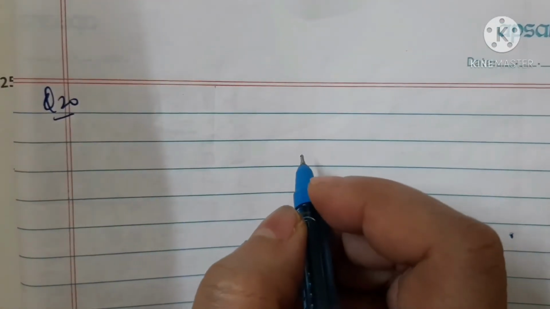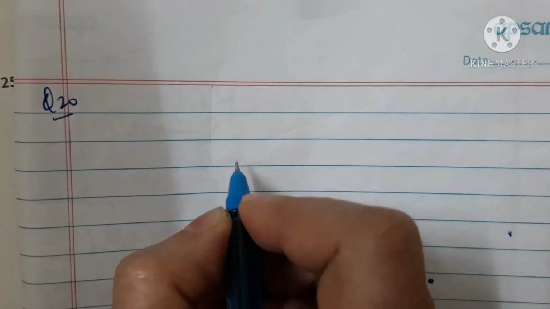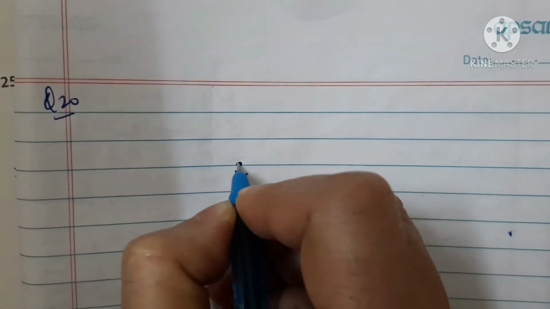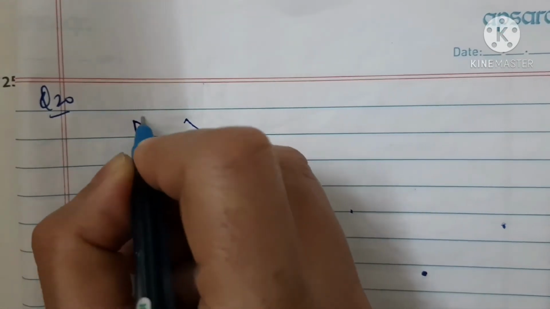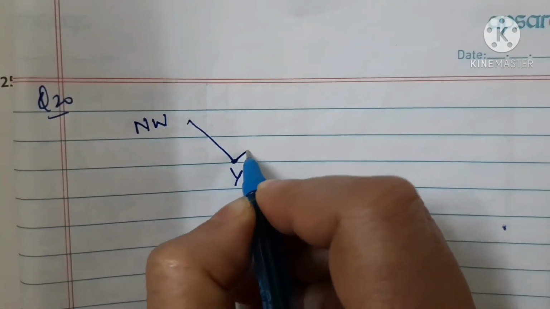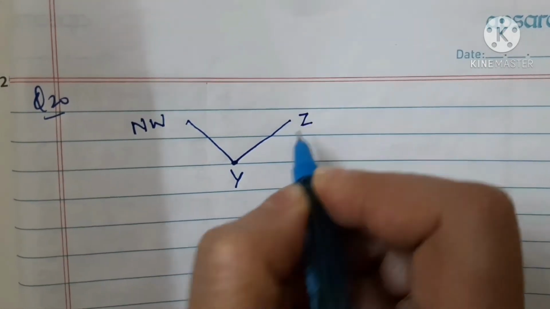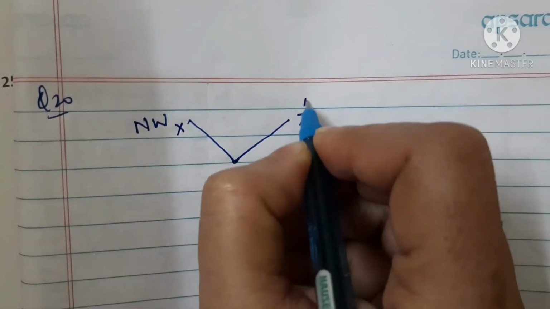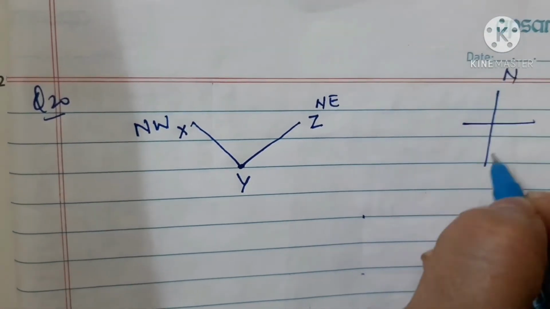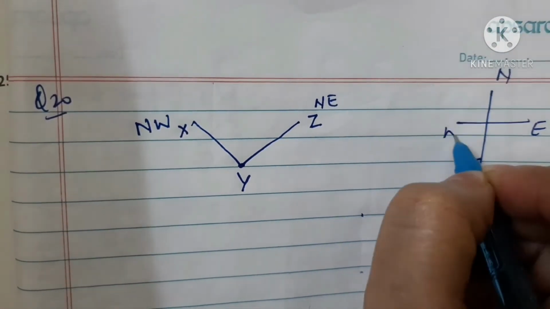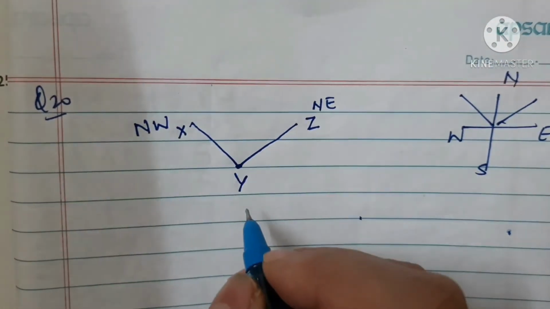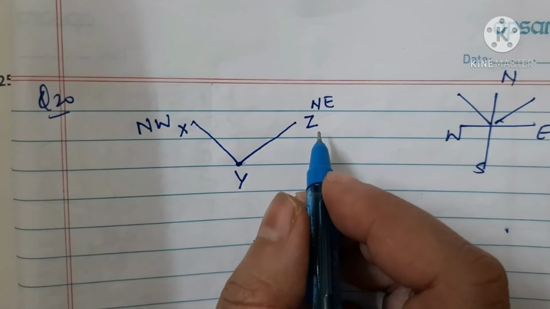See, X is 5 meters northwest of Y. Now, if this is Y, northwest means this direction. And Z is 5 meters northeast. So Z is in this direction. This is your northeast. See, if these directions are there, north, south, east, west, then this is northwest and this is northeast. So northwest direction goes here, northeast direction is this one.